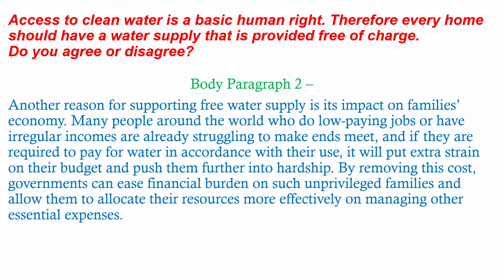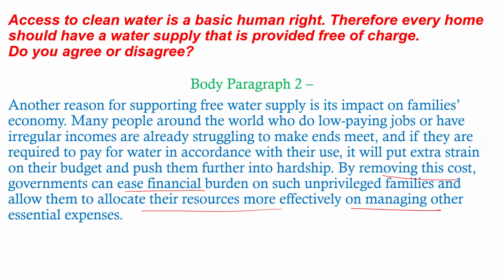So what should happen then? By removing this cost, governments can ease financial burden on such unprivileged families and allow them to allocate their resources more effectively on managing other essential expenses. And what governments can do is, if they give free water to everybody, this will happen. It will ease their burden and they can manage their resources more effectively.